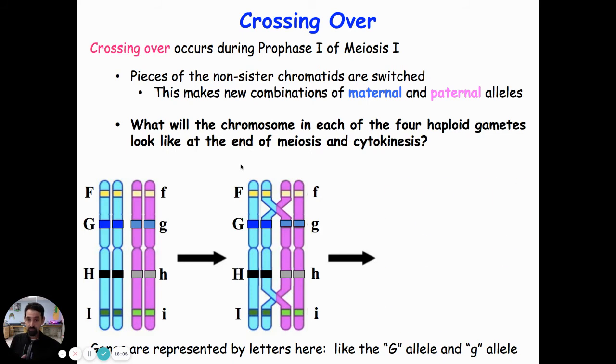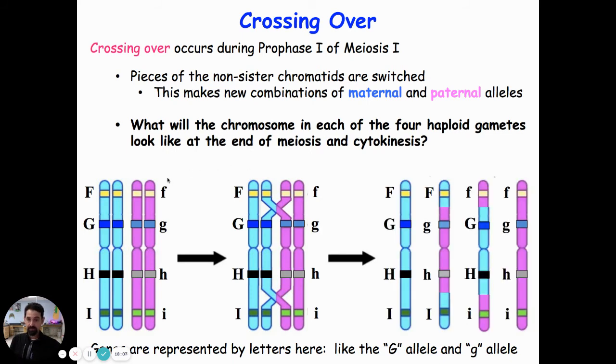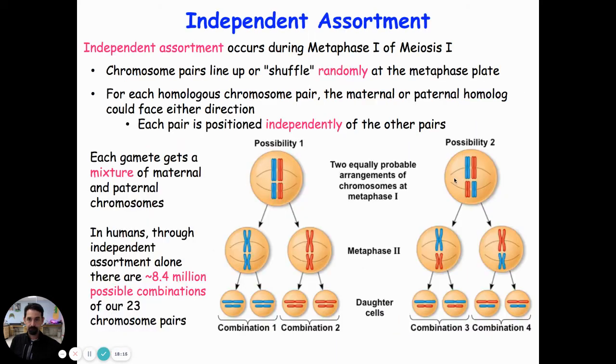Okay, so that's what crossing over would look like. You may want to take a moment to try to track this down, looking at the letters and how it gets swapped around. Okay, independent assortment is just how we can separate our sister chromatids.